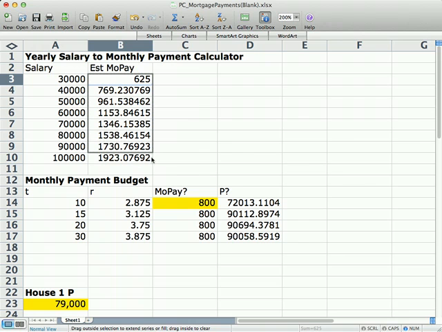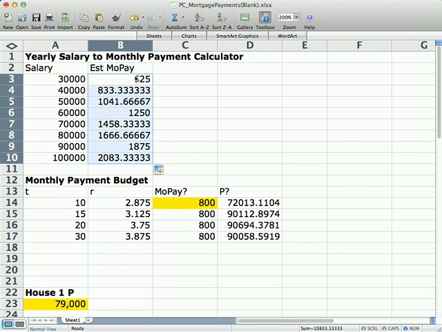That's a quarter of a monthly? A quarter of your monthly salary. So that's your monthly payment that you can theoretically afford.